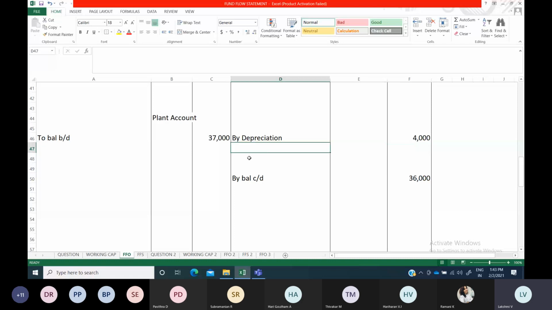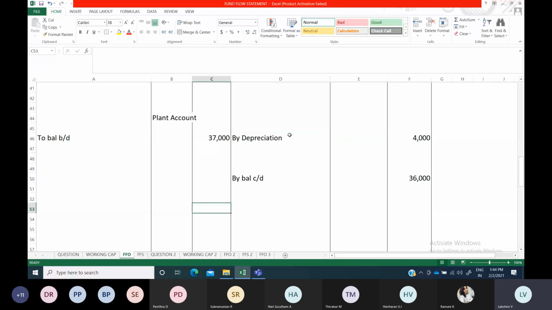But in this problem you don't have anything like that. They are not selling, they are just providing depreciation alone. So depreciation alone you have to show on the credit side. If they are selling, you have to show it here. If they are buying, you have to show it on the debit side.